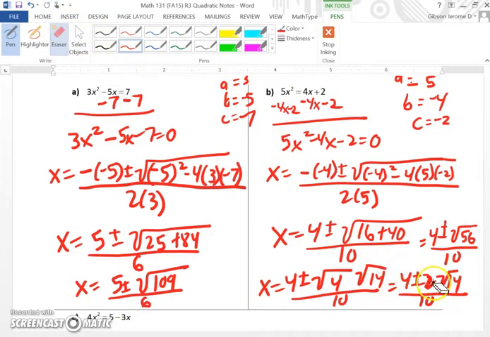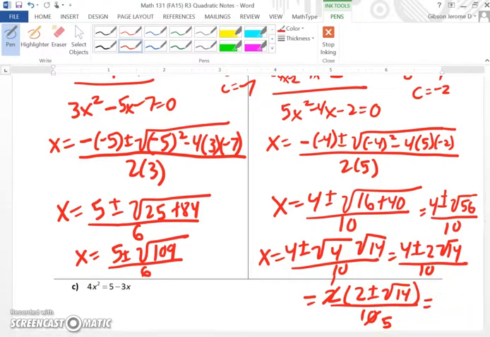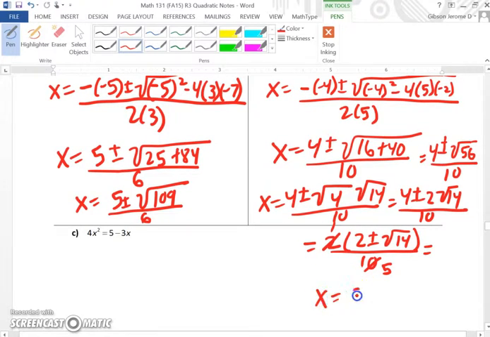Now, one thing that we need to realize here is this. We need to realize that 4 and 2 both have 2 in common. So we can factor out a 2 here. So this would give us 2, and this would be 2 plus or minus the square root of 14 all over 10. Now 2 goes into 2 once, 2 goes into 10 5 times. So our final answer here would be x is equal to 2 plus or minus the square root of 14 all over 5.